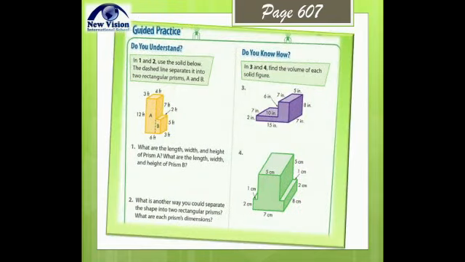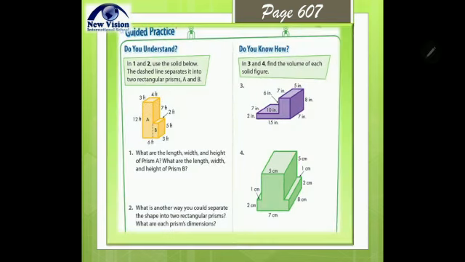Okay, turn your book now to page 607. Let us answer the guided practice. In 1 and 2, use the solid below. The dashed line separates it into two rectangular prisms, A and B. What are the length, width, and height of prism A? What are the length, width, and height of prism B?